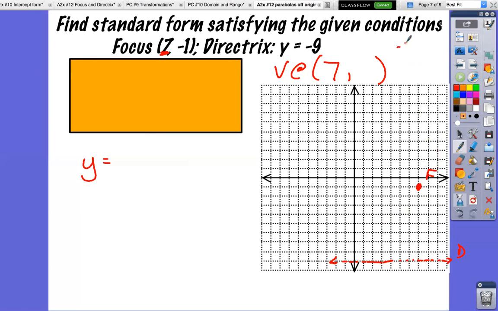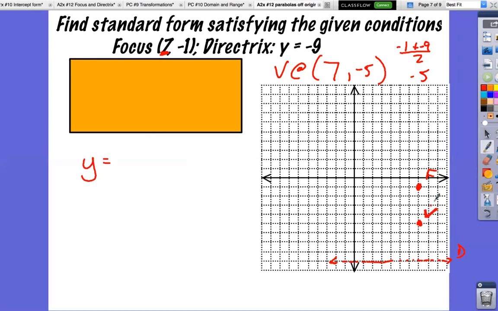I could do this, -1 plus -9 divided by 2, which makes it -5. Or I could do this. I know that they are 1, 2, 3, 4, 5, 6, 7, 8 apart. So I could go up 4, down 4, 1, 2, 3, 4, 1, 2, 3, 4. Here's my vertex. So there's lots of different ways to look at this and make sense of it. So my x value stayed the same, my y value is going to be -5. It really is easy enough. You just have to understand what's going on.